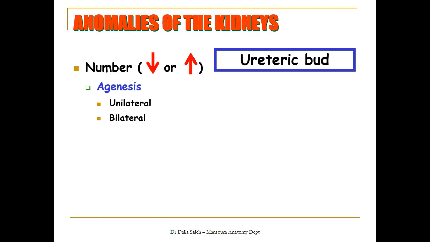So if there is no ureteric bud on one side, this is unilateral agenesis of the kidney. If it is lacking on both sides, we call it bilateral agenesis, and of course it is incompatible with life.